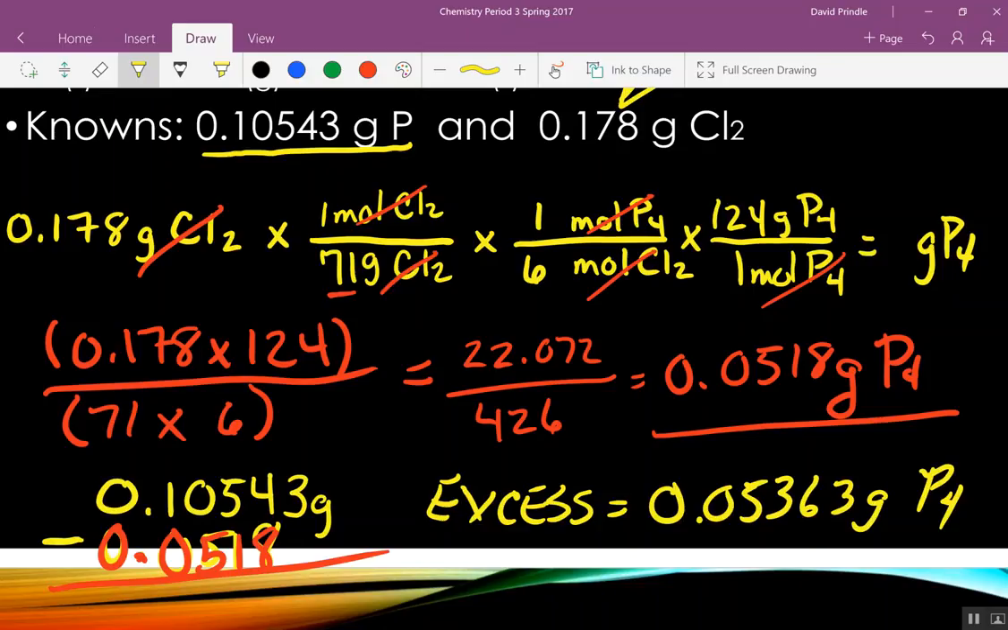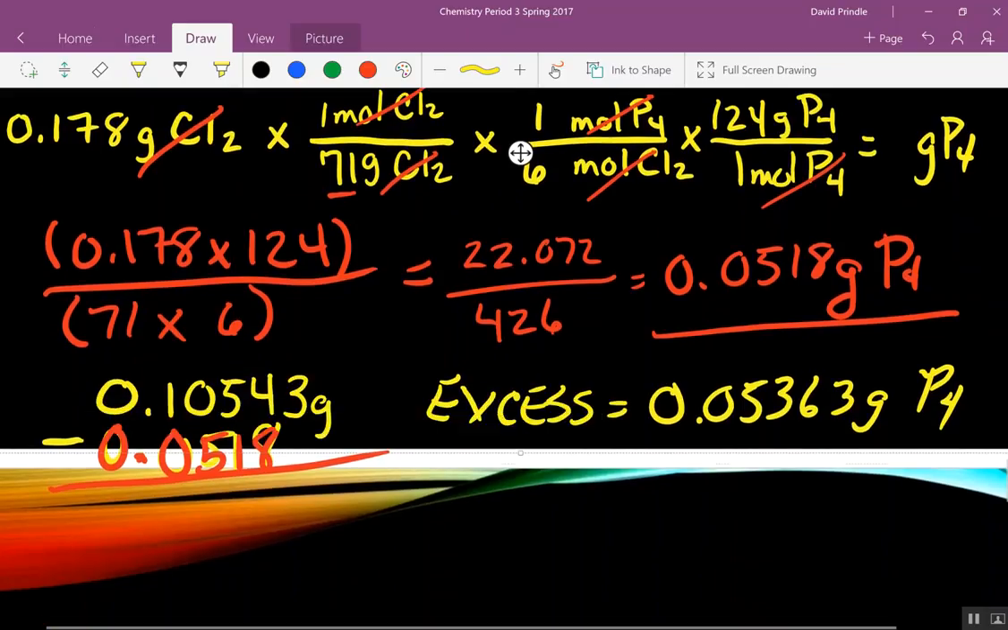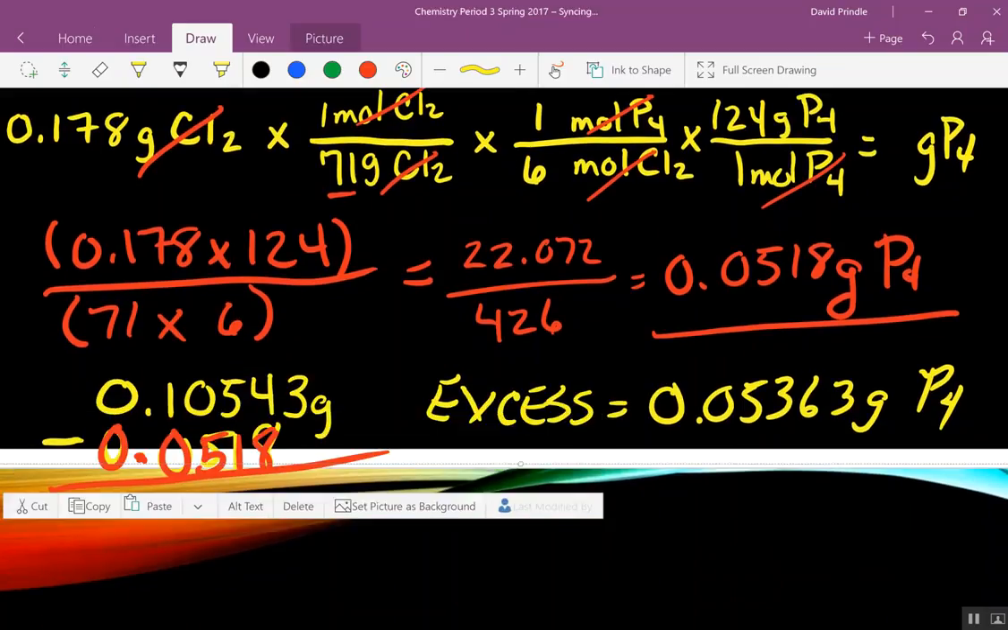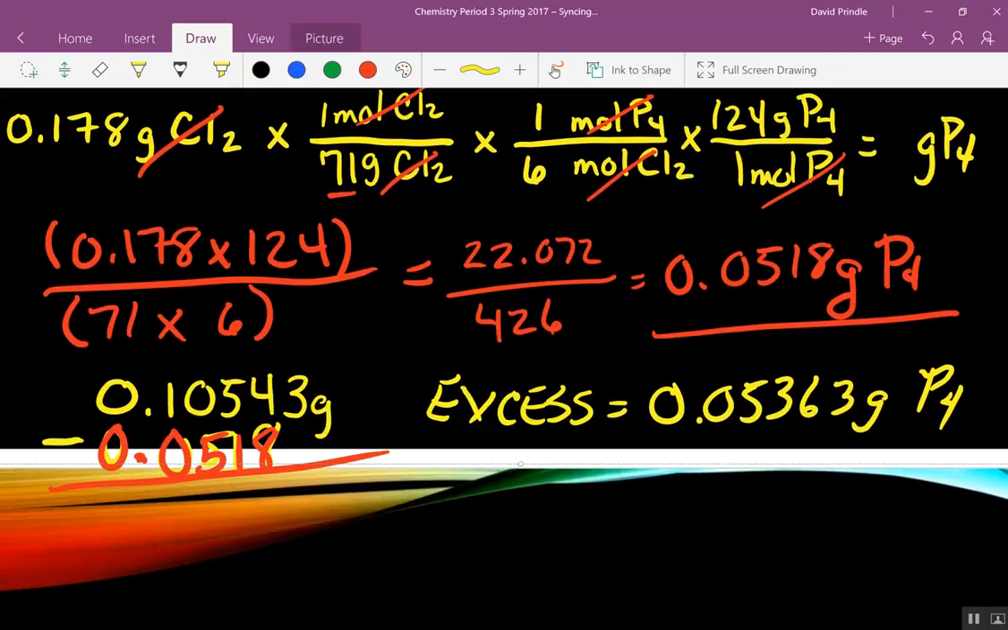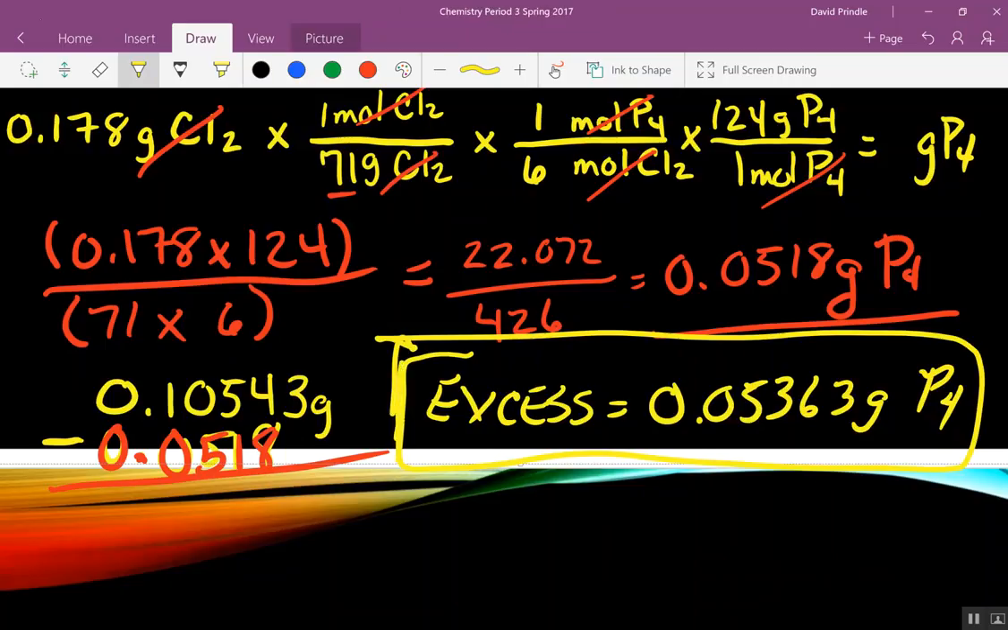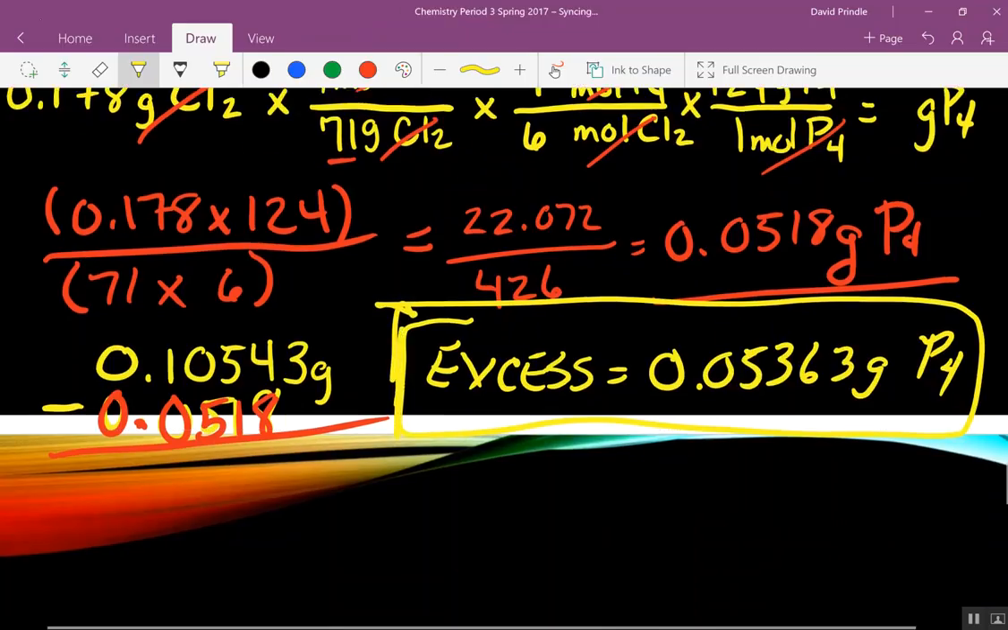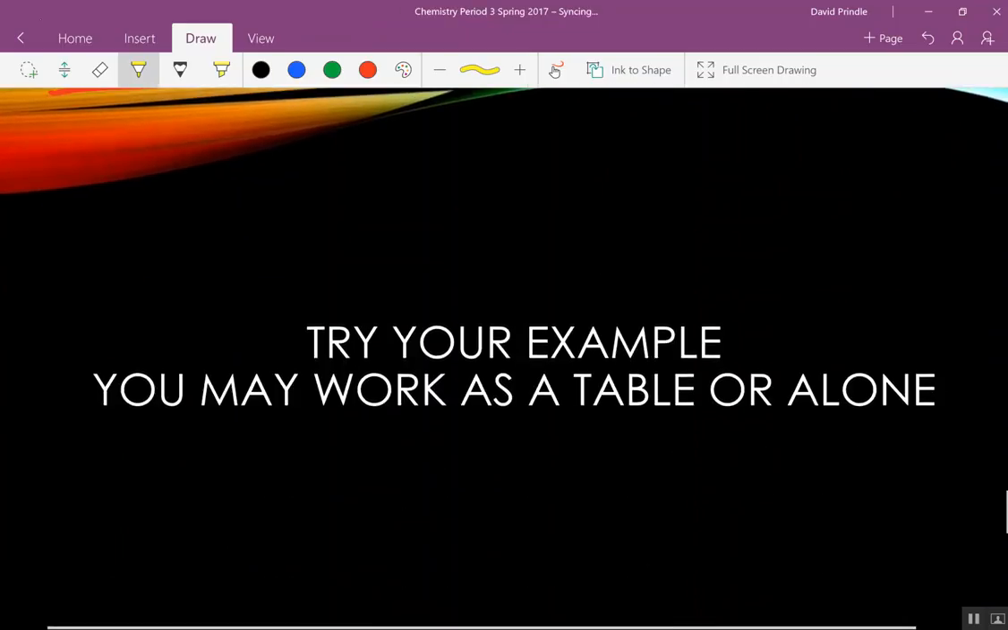And phosphorus does not burn out until it's used up. All right? So this is your answer here. So next step, try the next.